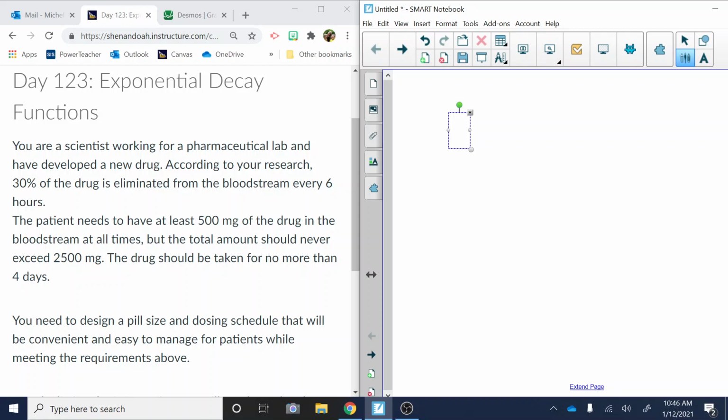So here's our situation. You are a scientist working for a pharmaceutical lab and have developed a new drug. According to your research, 30% of the drug is eliminated from the bloodstream every 6 hours. The patient needs to have at least 500 milligrams of the drug in the bloodstream at all times, but the total amount should never exceed 2,500 milligrams. The drug should be taken for no more than 4 days. You need to design a pill size and a dosing schedule that will be convenient and easy to manage for patients while meeting the requirements above.